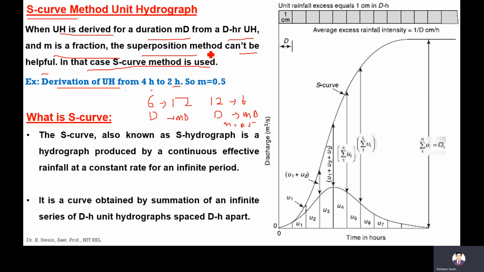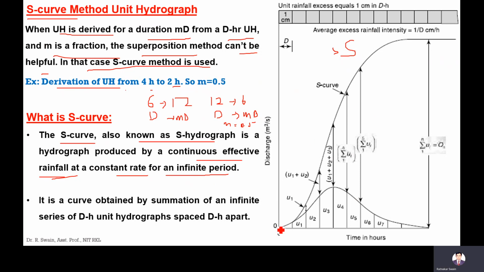So now what is the S hydrograph? The S curve, also known as the S hydrograph, is a hydrograph produced by a continuous effective rainfall at a constant rate for an infinite period. The shape of this plot looks like the letter S. That's why it is called the S curve. This S curve is nothing but the hydrograph produced by continuous effective rainfall at a constant rate for an infinite period.